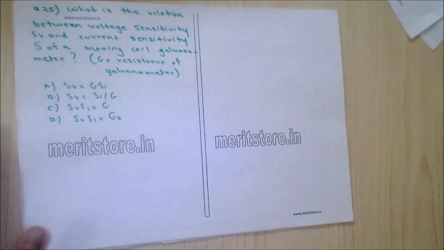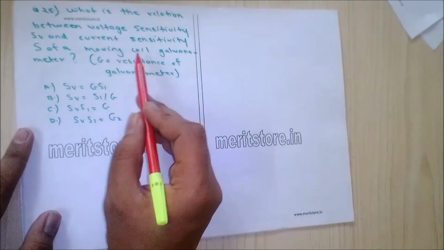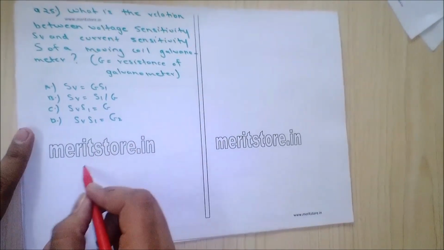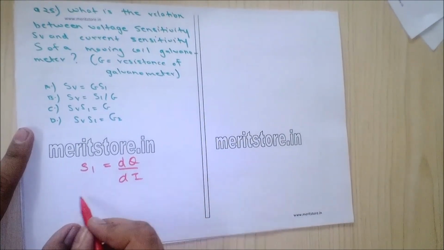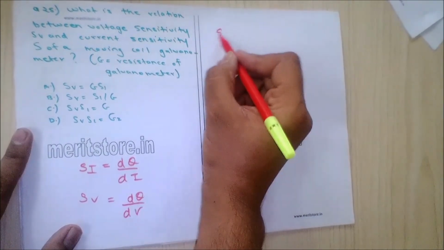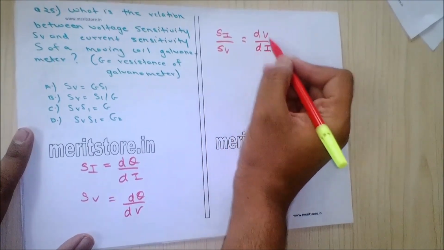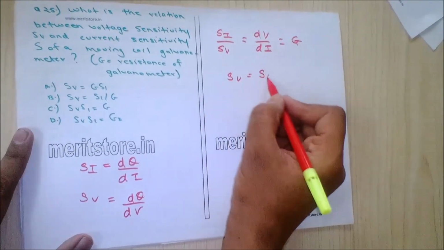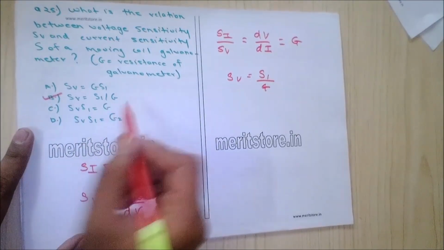Question number 25. What is the relation between voltage sensitivity SV and current sensitivity SI of a moving coil galvanometer? G is equal to resistance of galvanometer. So we know that SI is d theta by dI and SV is equal to d theta by dV. Ratio of SI upon SV is equal to dV by dI, d theta and d theta get cancelled, which is equal to G. So SV is equal to SI upon G. So option B, SV is equal to SI upon G, is the correct answer.